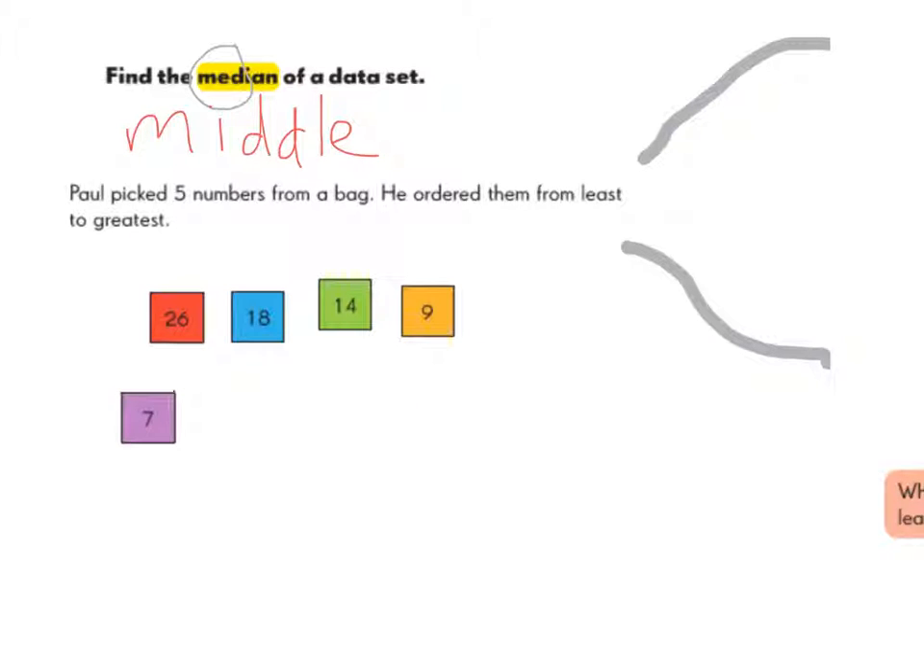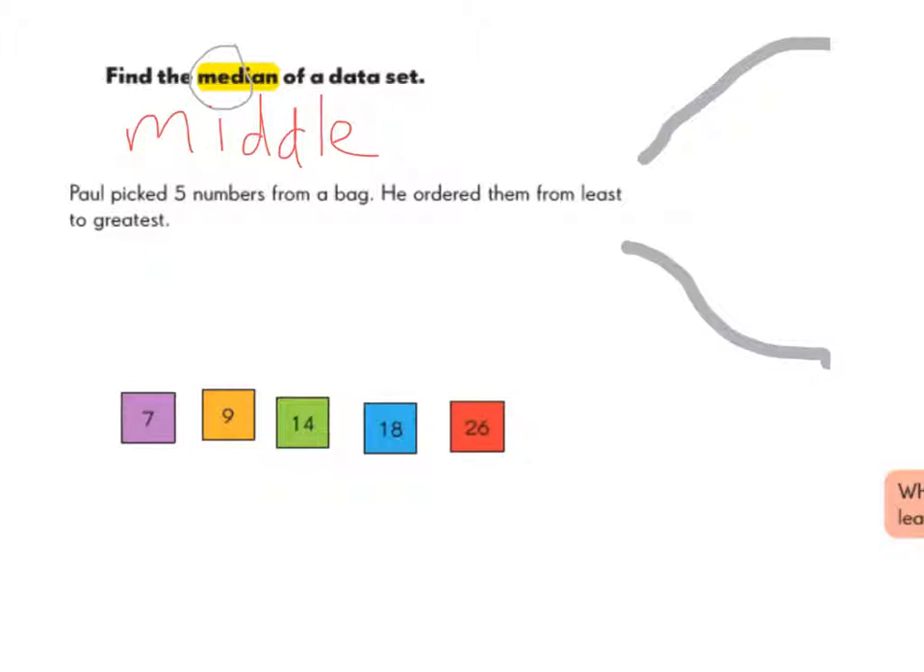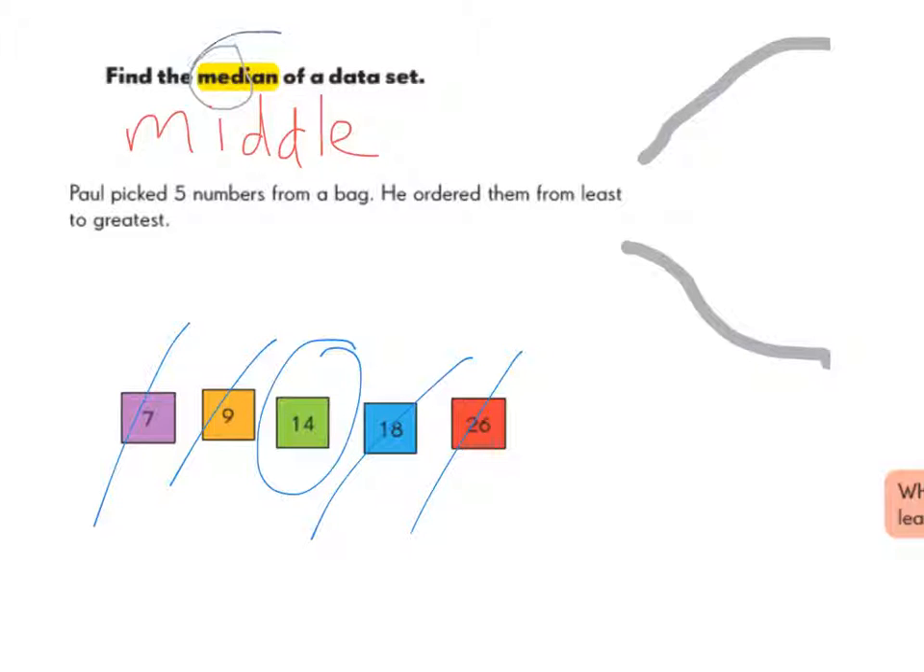So we put them from least to greatest. 7 is the smallest number, and 26 is the biggest number. Which one is in the middle? Well, this one is in the beginning, so it's not that one. This one's at the end, so it's not that one. And then this is the next one in the beginning, and this is the next one at the end. So 14 is in the middle. 14 is the median. The median is 14.